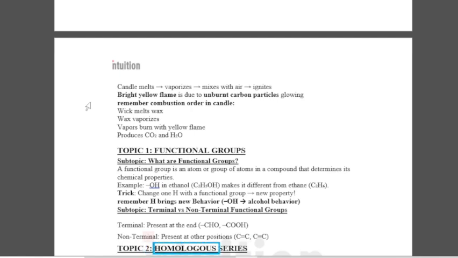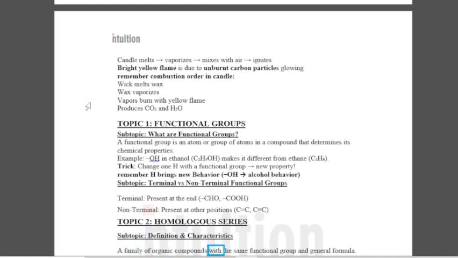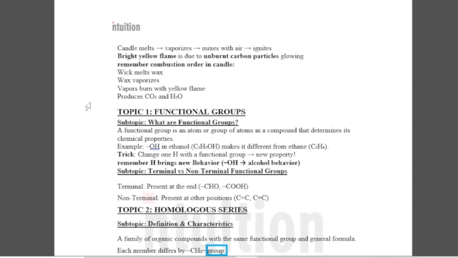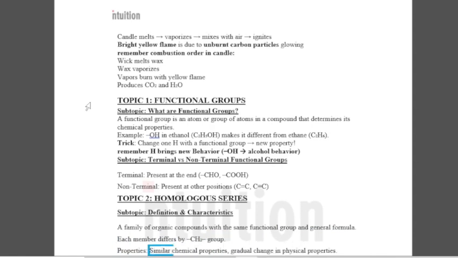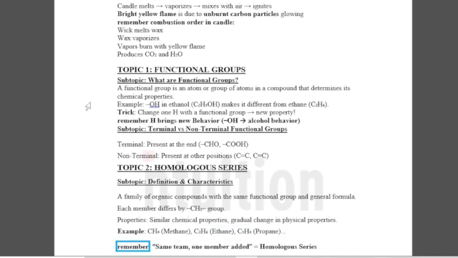Topic 2. Homologous series. Subtopic: Definition and characteristics. A family of organic compounds with the same functional group and general formula. Each member differs by a CH₂ group. Properties: similar chemical properties, gradual change in physical properties. Example: CH₄ methane, C₂H₆ ethane, C₃H₈ propane. Remember, same team, one member added, equals homologous series.